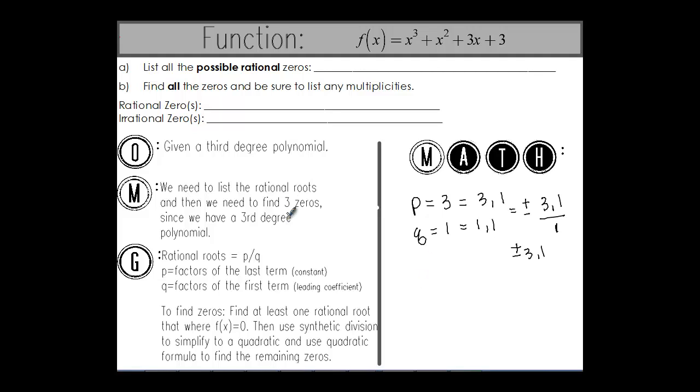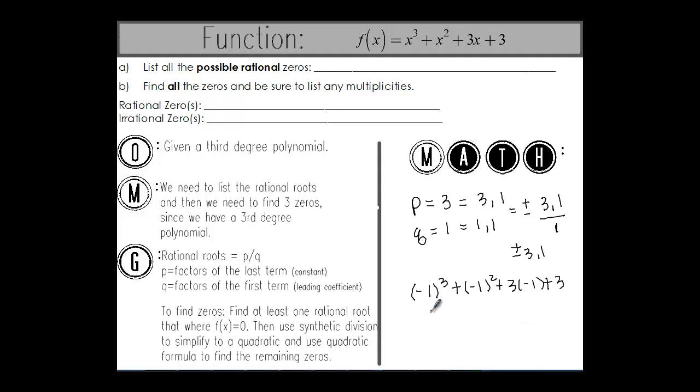Our next step is to plug in one of our rational zeros and see if it makes the equation equal 0. Once we find one of these numbers that makes this equation equal 0, we know that is one of our roots. I'm going to start with -1. So I'm going to plug in -1 cubed plus -1 squared plus 3 times -1 plus 3.